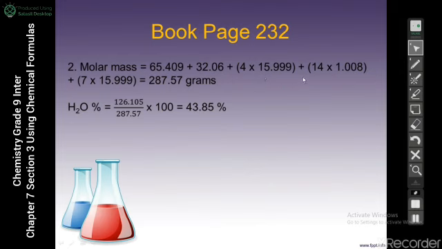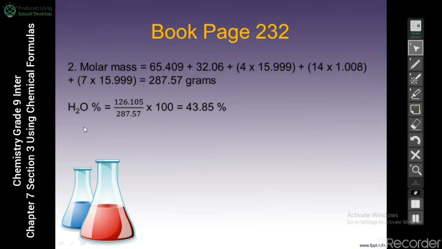And we have 14 hydrogen, 7H2O. The 7 is multiplied by the whole water molecule, so we have 14 moles of atoms of hydrogen, so we are going to multiply it by 14. Then we have 7 moles of oxygen, so we are going to multiply it by 7. Now we have the molar mass of the whole compound.